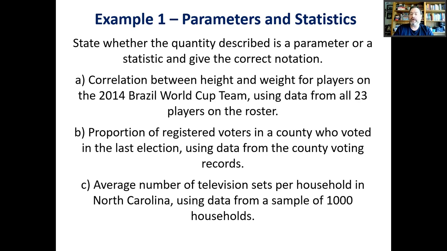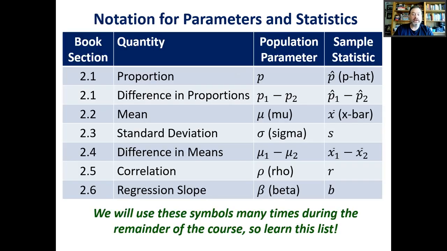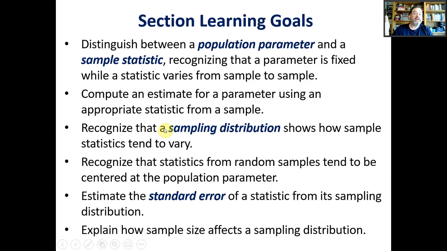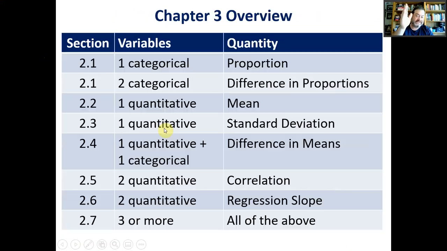The way you have to do this is you have to decide population or sample first. That tells you parameter or statistic. Then you go back to the table and you think about what quantity is being described. If you forgot how to do those quantities, you have to go back even further to this table and you use the variables. So it's up to the individual student how far you have to break this down to get this answer.